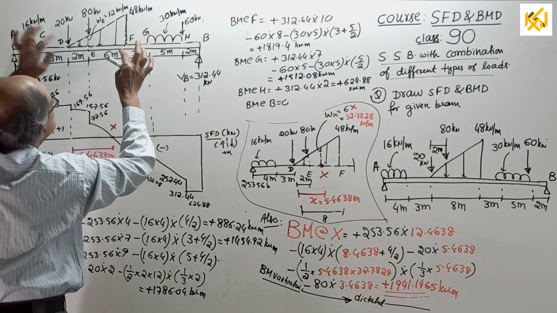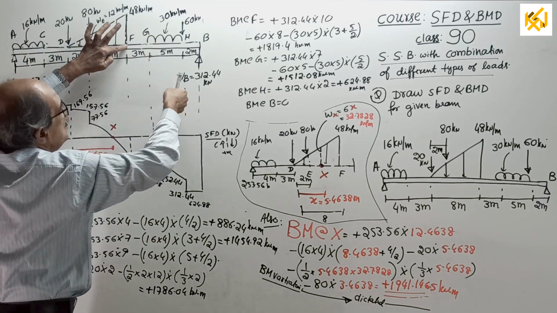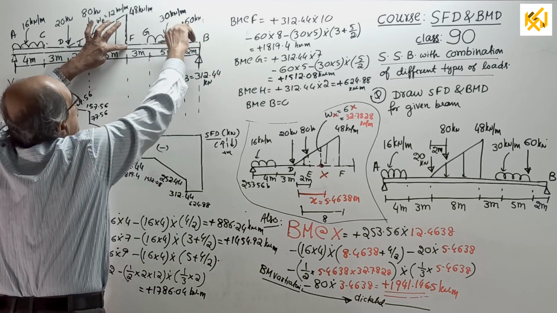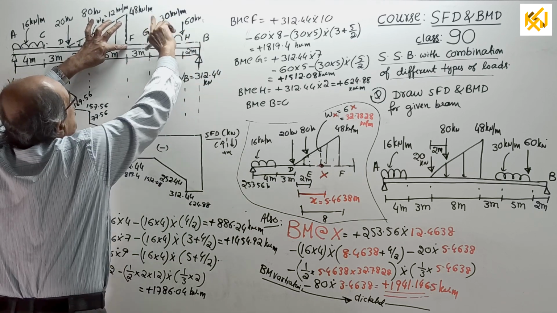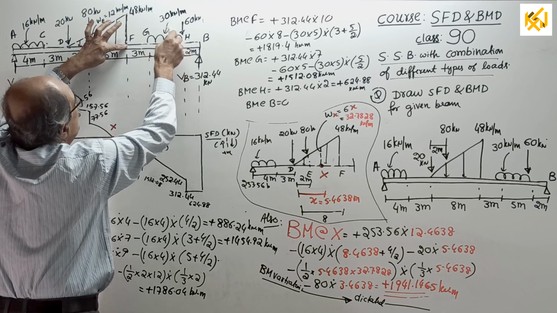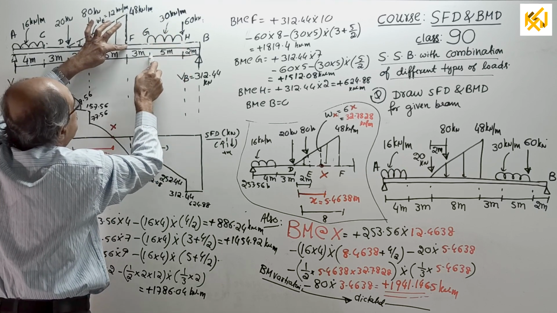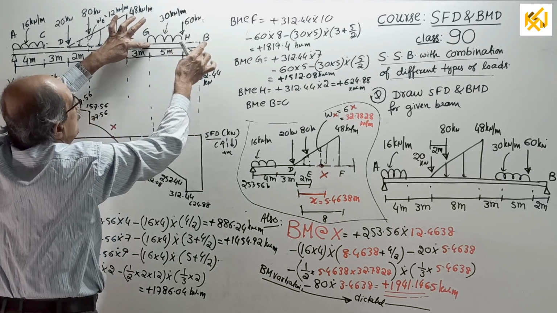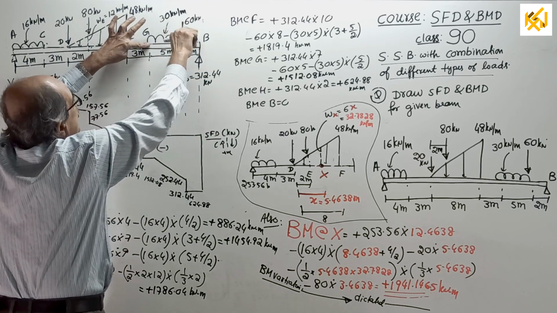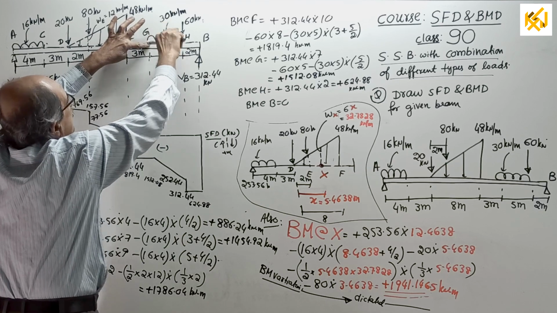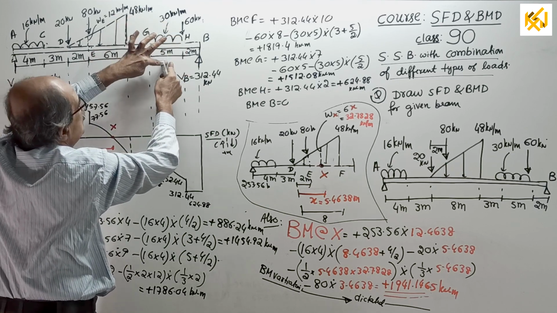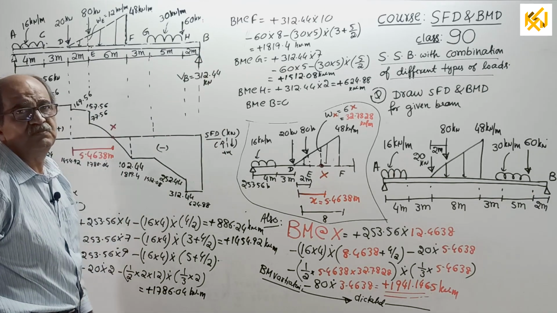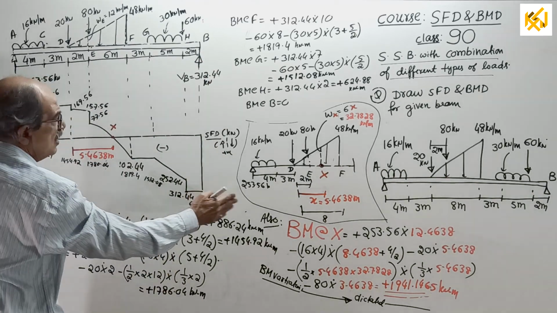BM at F, better look this side now, plus 312.44 into 10, minus 60 into 8, minus 30 into 5 into 3 plus half of 5. BM at G, plus 312.44 into 7, minus 60 into 5, minus 30 into 5 into 5 by 2. BM at H, I will not explain. BM at B equals 0. Now, I have shown all the calculation.